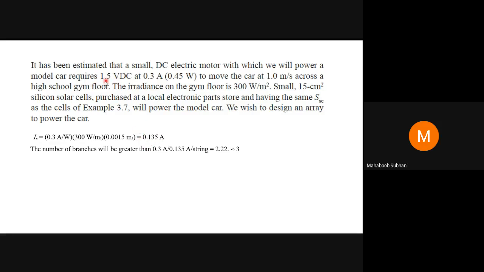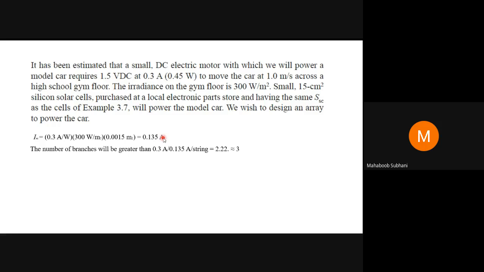Now the required voltage is also 1.5, but a typical silicon solar cell, as we have seen earlier, has nearly 0.5 to 0.6 volts. In general, we cannot have a solar cell at 1.5, so we have to round up that value. So this 1.5 will be rounded up to 3 volts.